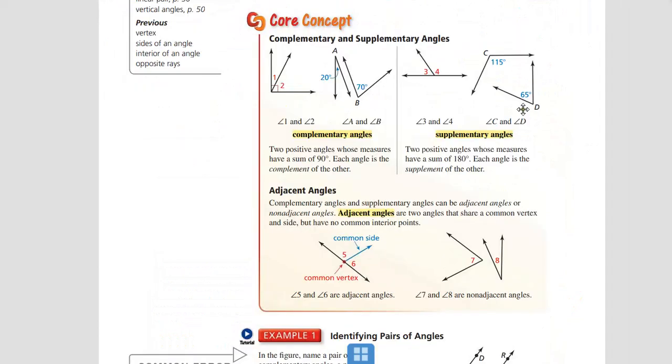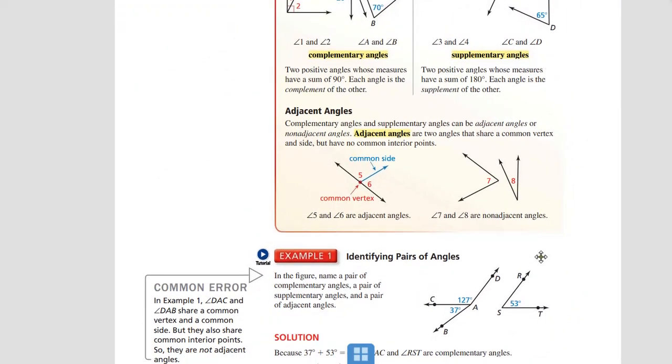Then we have a little more vocabulary here: adjacent angles. Adjacent angles share a common side. They have a common vertex and a common side. So these two are adjacent, these are not. Notice these two are adjacent, right? Because they share a common side and the same vertex.